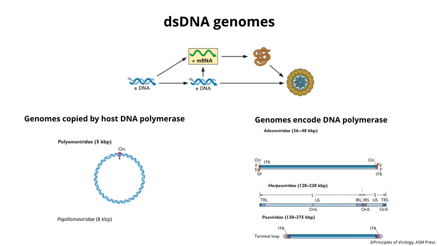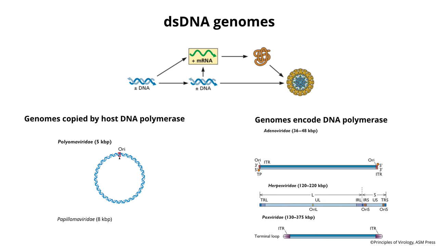Here are the genomes of these viruses and the replication strategies. So we have double-stranded DNA, which you remember is the only kind of DNA that can be transcribed to make mRNA. So when these viruses get in a cell, first thing that can happen is production of mRNA. And that can happen in either the nucleus or the cytoplasm, depending on where the virus is going.